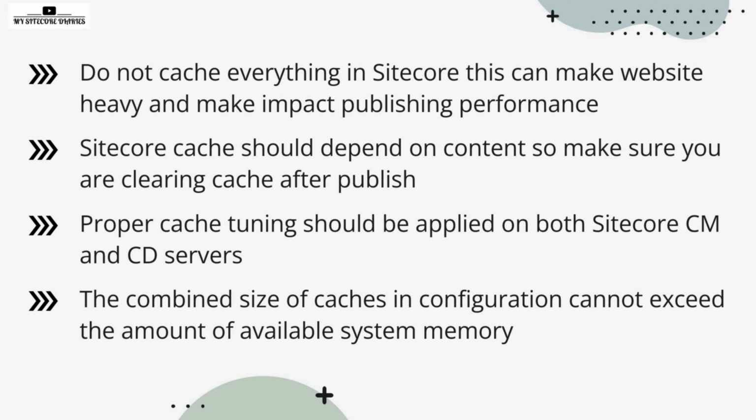The combined size of the caches in the configuration cannot exceed the amount of available system memory. So this is the thumb rule: whatever caches you are applying, the total of the cache sizes can't be greater than the available memory on the server. So you need to manage that. It cannot exceed your available memory. Otherwise, the application will crash if your memory or cache is exceeded. So these are a few pointers or thumb rules which you should take care of when you are using the cache.